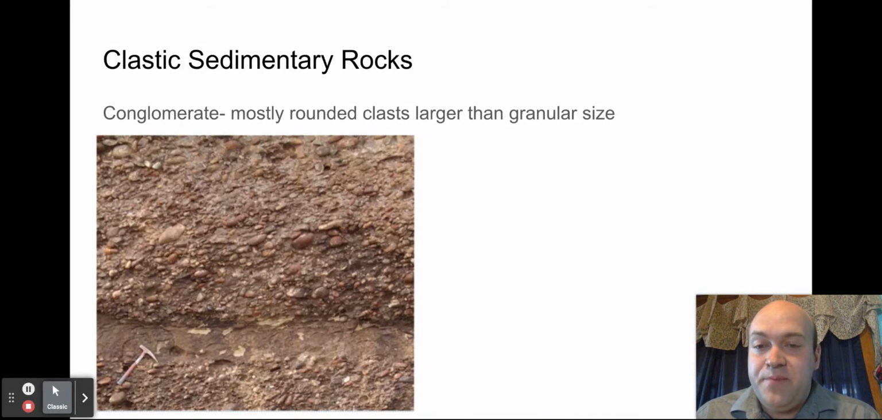Conglomerate is made up of mostly rounded clasts that are larger than the granules, so that'd be larger than the end of the ballpoint pen, so larger ones all the way up to fairly big ones. And they are rounded, just meaning they've been carried farther in the water. All the edges have been rounded off, so they've been weathered more.